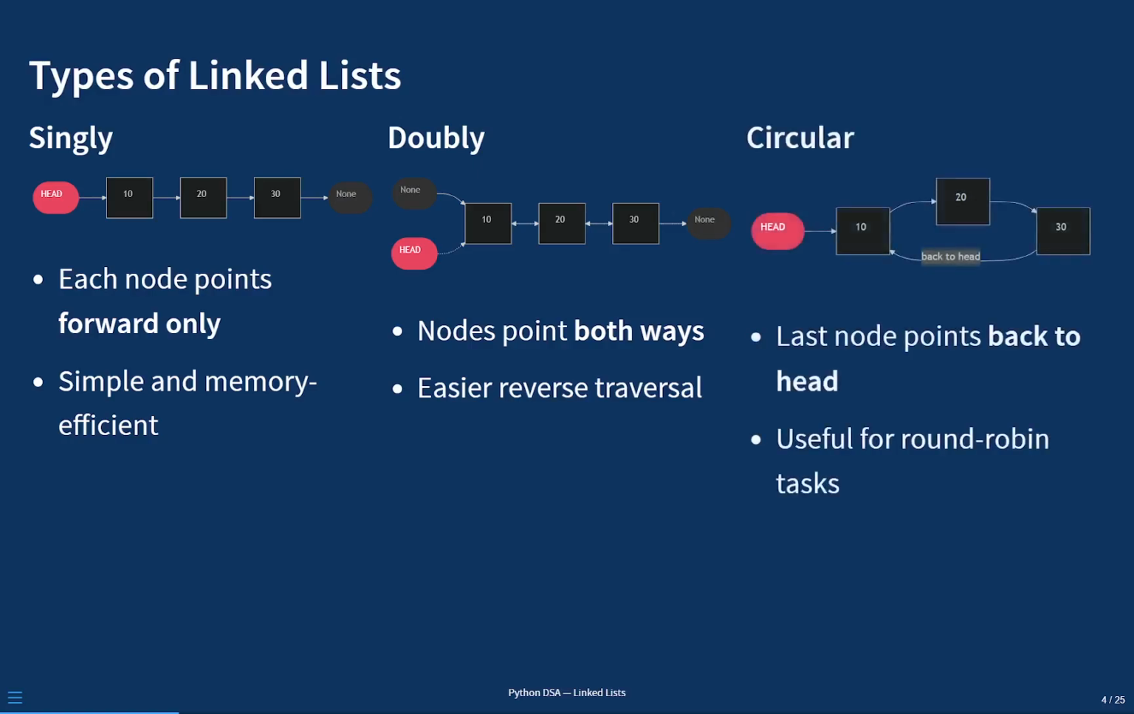Circular linked list. In this variant, the last node doesn't point to None. It points back to the head, forming a closed loop. This is ideal for round-robin scheduling, carousel UIs, or any problem where you need to cycle through elements continuously. We'll see code for all three types throughout this video.